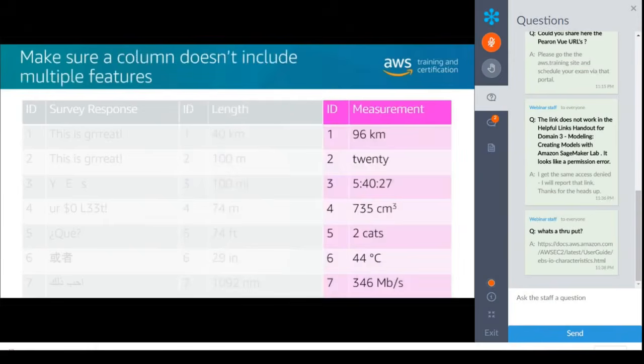Yeah, make sure that a column doesn't actually include multiple features. So here we're saying, well, there's a length, there's a number of cats, there's a volumetric measurement. So what's going on here, right? So megabytes per second, that's a rate. So you might need to split this up into separate features or ask the question, where did this data come from? Like, is this somebody's open spreadsheet or what, right?